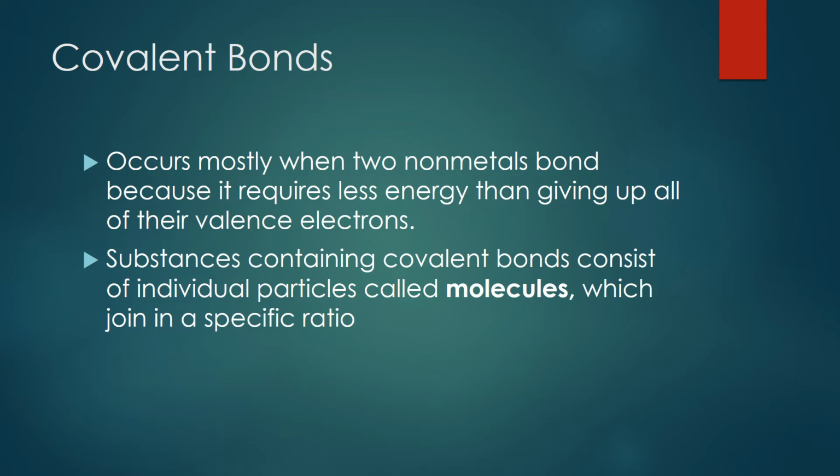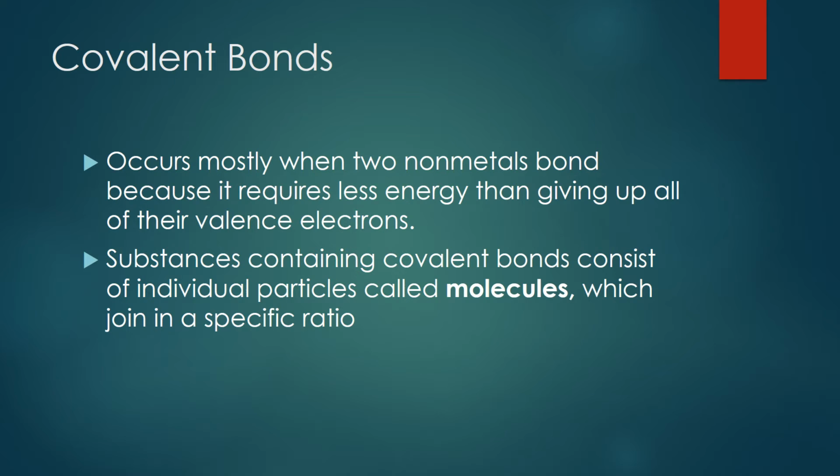So if we have two nonmetals that are bonding together, which are on the right side of that table, it's a lot easier for them to just share those valence electrons. It takes a lot less energy for that because they have almost full shells anyways. Otherwise, somebody's going to have to give some up, and it takes a lot less energy for them if they just share them together. So that's why two nonmetals typically form covalent bonds.